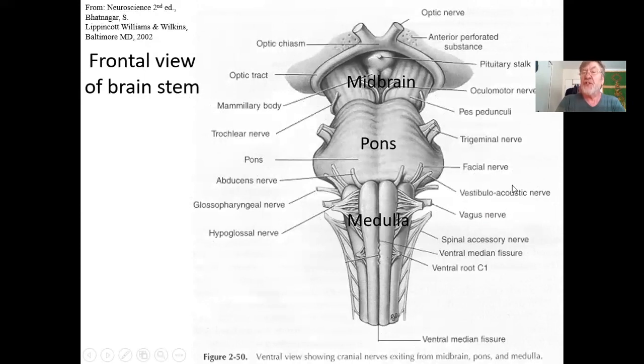You'll see the vestibulo-acoustic nerve, the 8th nerve. Where does it meet? At the junction. And this would be the cochlear nucleus area, right there. Superior olivary complex, buried deeper inside. Lateral lemniscus, and then inferior colliculi in the midbrain.